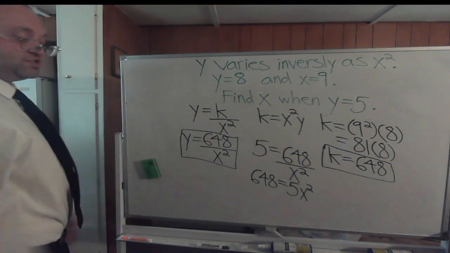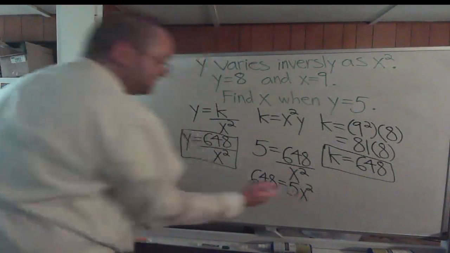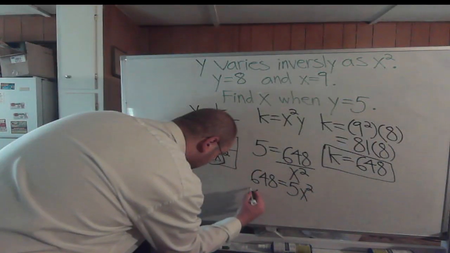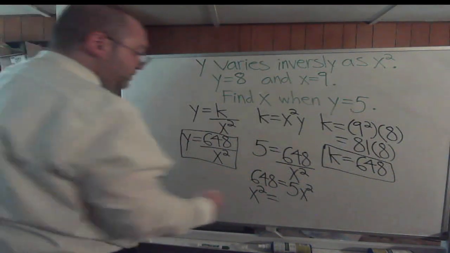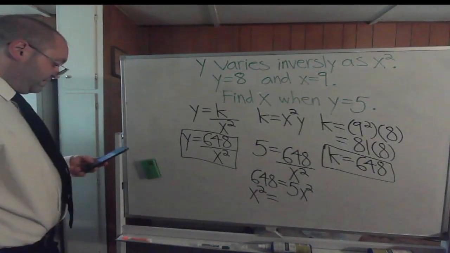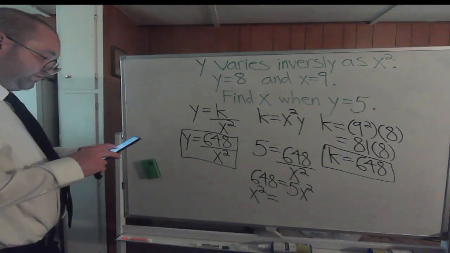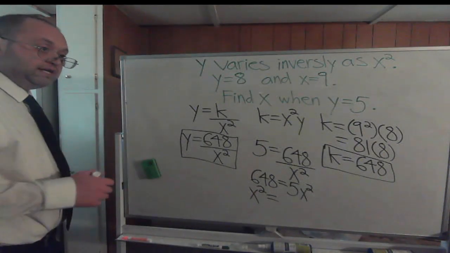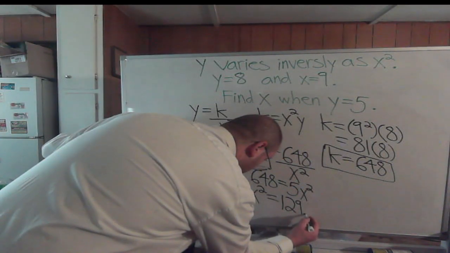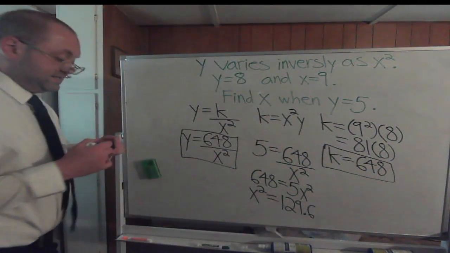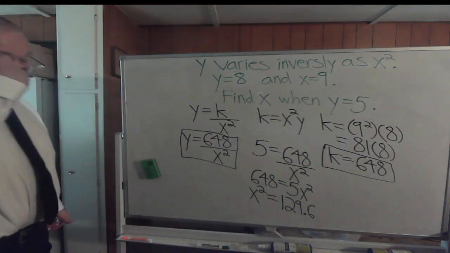Ultimately, we want to get that x squared by itself. You have to divide both sides by 5. You divide the 5x squared by 5, you just get x squared by itself. So now we have to take that 648 divided by 5. I'm going to round the result to one decimal place. 648 divided by 5 is 129.6. So you get x to the second equals 129.6.